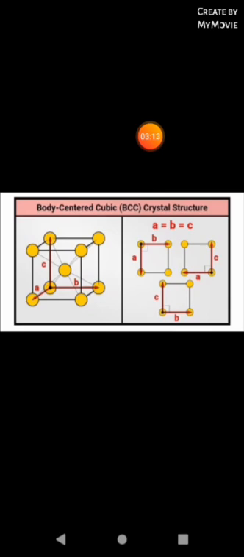There are 6 next nearest neighbors, but these are only 15% farther away than the nearest neighbors. In some sense, this allows the BCC crystal to act as though it has 14 bonds, which is higher than the maximum of 12. So this may be one of the reasons why they have a higher melting point. The nearest neighbor distance is about 2r, and the next nearest neighbor distance is 4r by root 3.